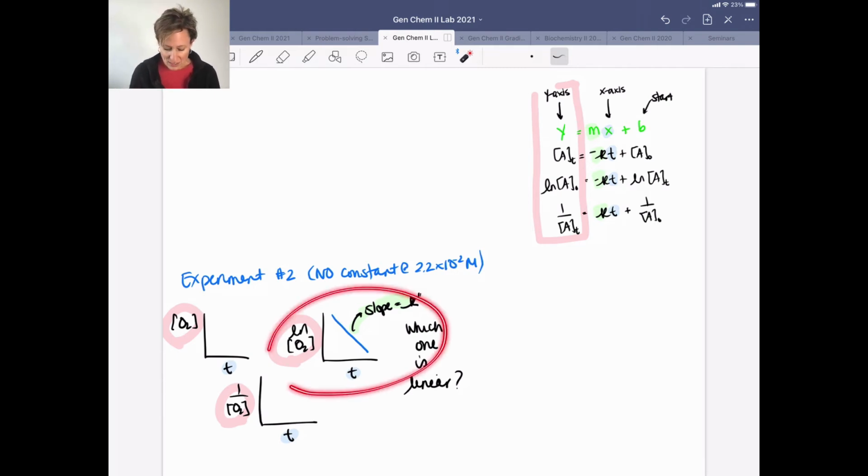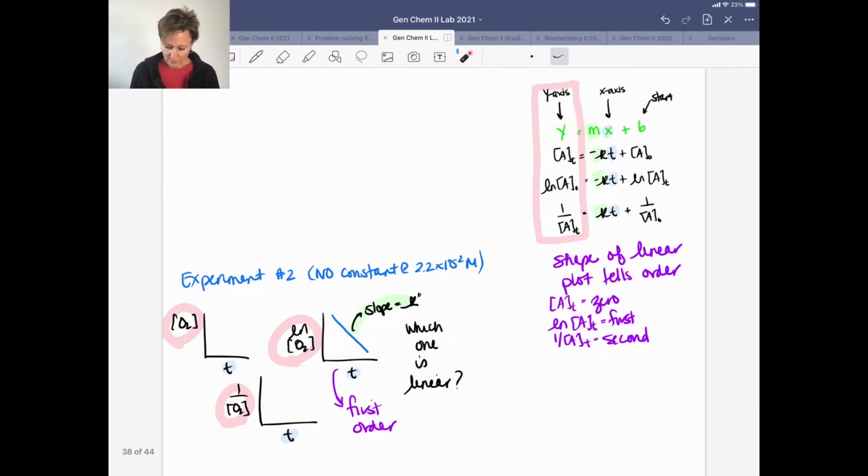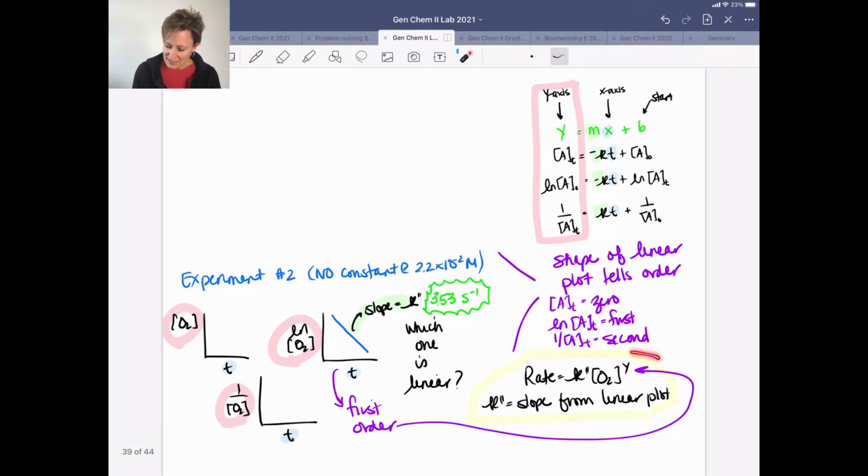When we see here, if we plot the natural log of the oxygen concentration as a function of time, and that's what gives a straight line, that tells us that this reaction is first order, right? So first order with respect to O2. So again, we can put this in, and now we know that y is going to be equal to 1 because it is first order.